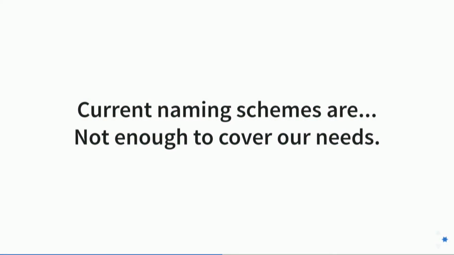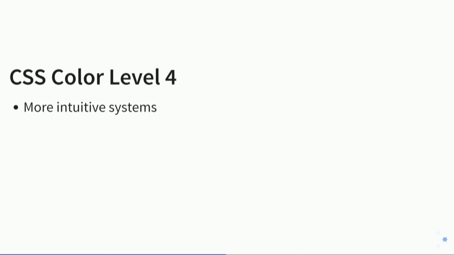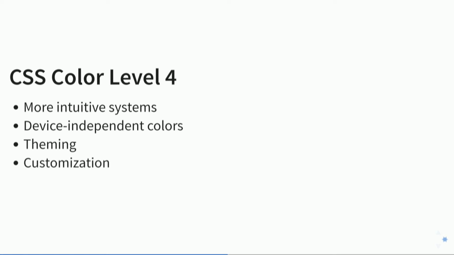But the truth is that there is a reason. The current color schemes we have don't really fulfill our needs. For example, what if we want to have more intuitive systems? Because HSL is really good, but it's not really the best we can do. We want device-independent colors. What if we want to do theming in an easy way, or customization? And what if we do theming and customization and we want to ensure contrast? Then we also need a color scheme that can allow us to be certain that there will be enough contrast if the user is going to pick a color.